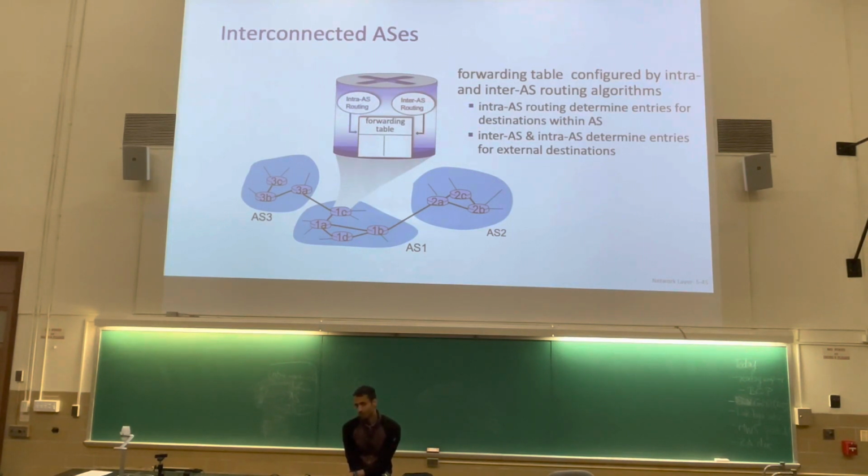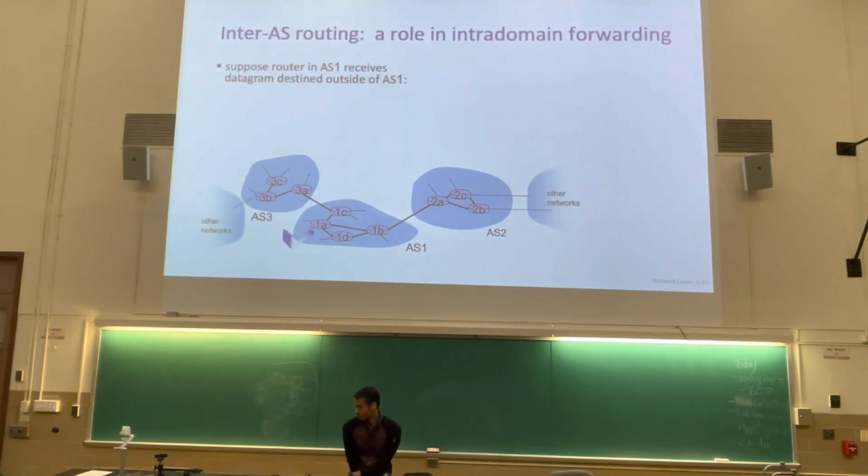Okay, so for external destinations, not in your own network, it's not like intra tells you routes to destinations within a network, and inter tells you routes to destinations outside. The former is true, the latter is not accurate. For destinations outside the network, both protocols combine to tell you what your forwarding behavior should be. Alright, so let's look at inter-AS routing, the important components of inter-AS routing.